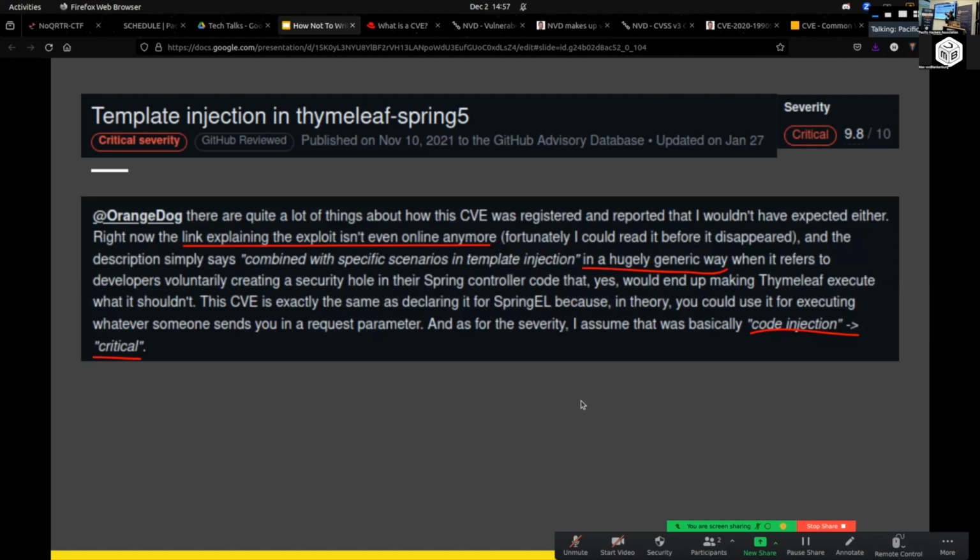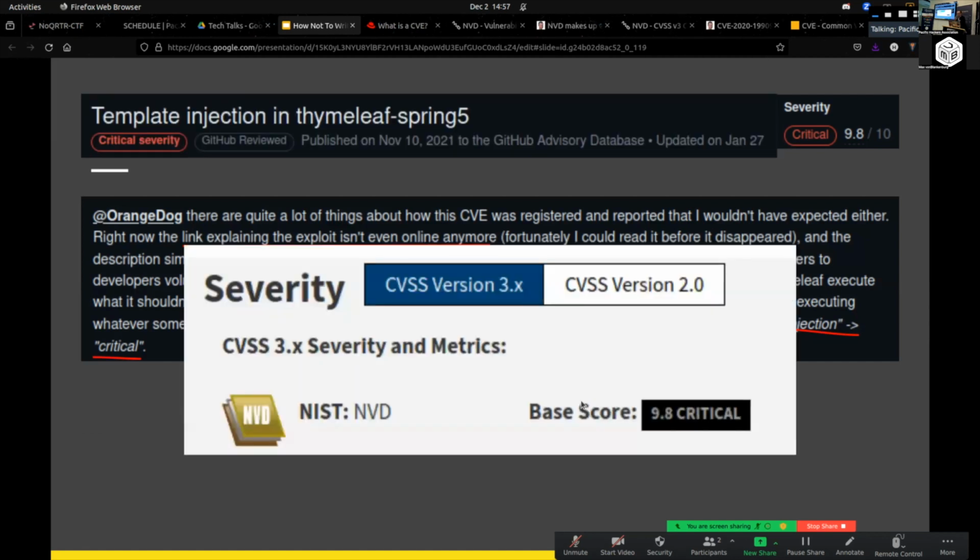Yeah, exploit isn't online anymore. Great, exploited in a hugely generic way. It's code injection, so it's critical. Even the maintainers know what's going on. Here's the worst part. It's still up, open and public with a 9.8 critical severity. Nothing has changed.